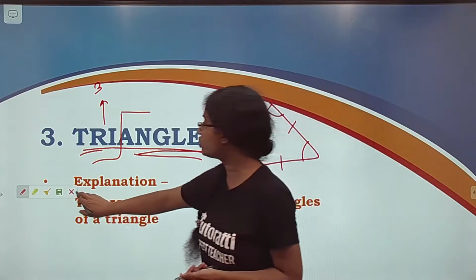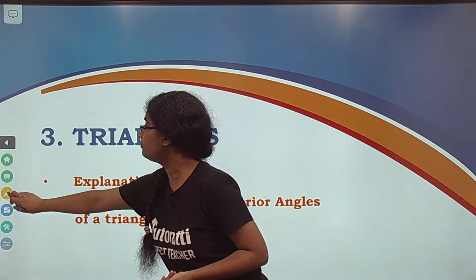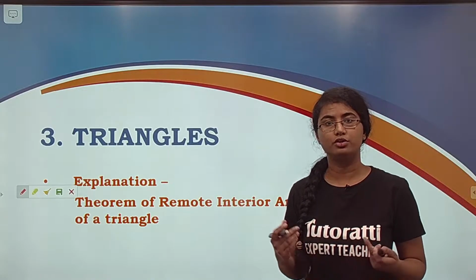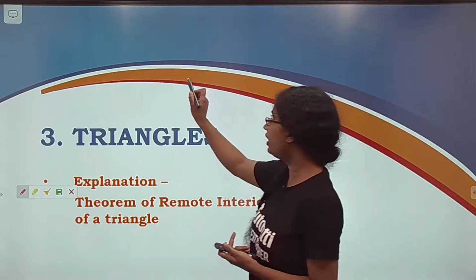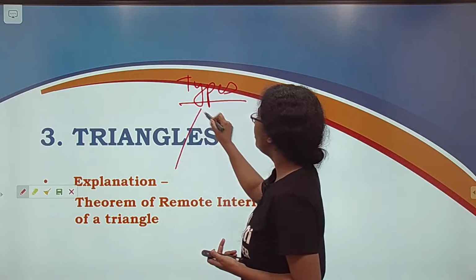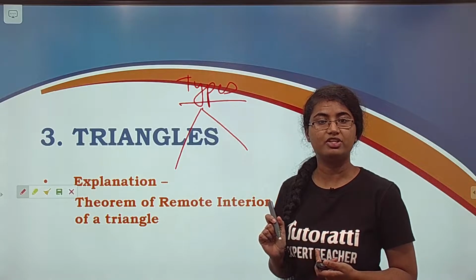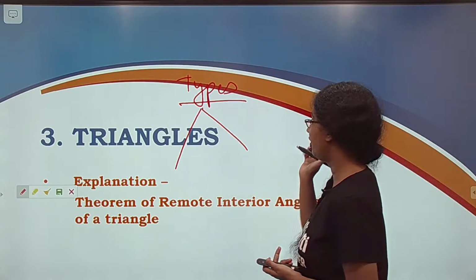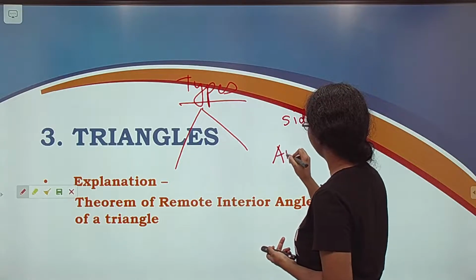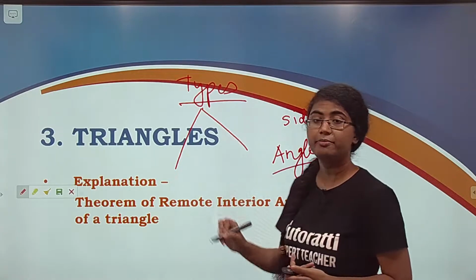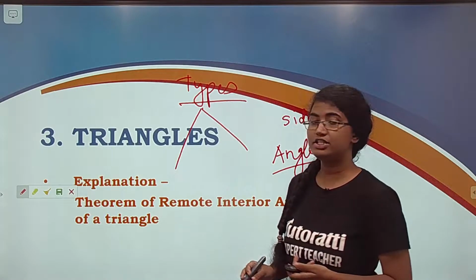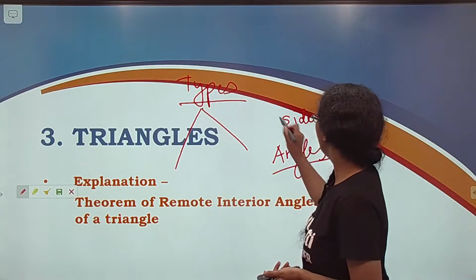Now let us talk about types of triangles. Do you know how many types of triangles there are? Types of triangles are classified based on two things: they are classified based on sides and angles. So let us see how they are classified based on sides and angles.